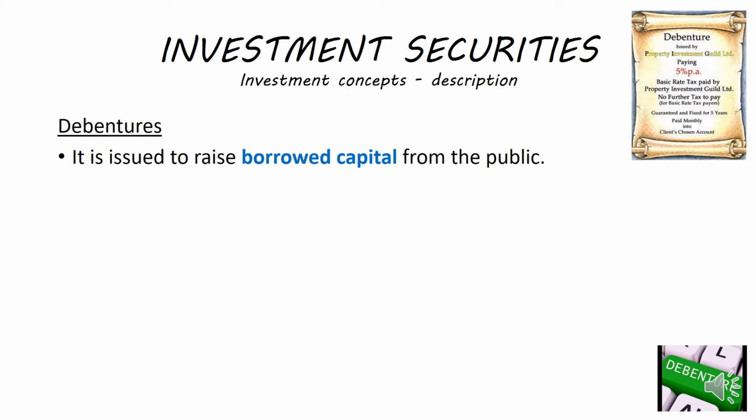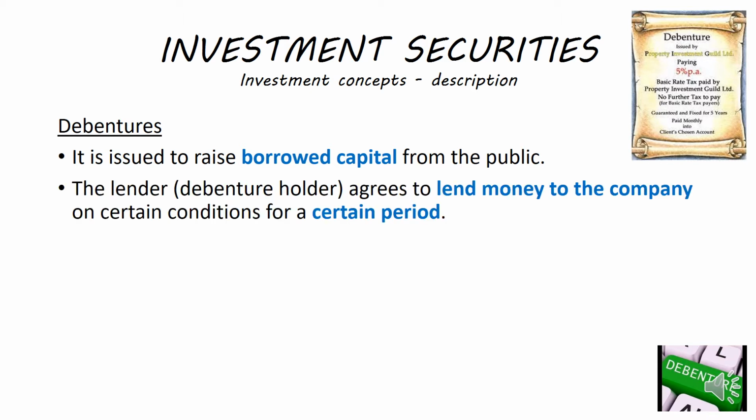Debentures are issued by companies to raise borrowed capital from the public. All right, so instead of a company borrowing money from a bank, they're going to borrow money from the public. Now, it is not the same as shares. When you are a debenture holder, you are basically lending money to the company on certain conditions for a certain period of time.